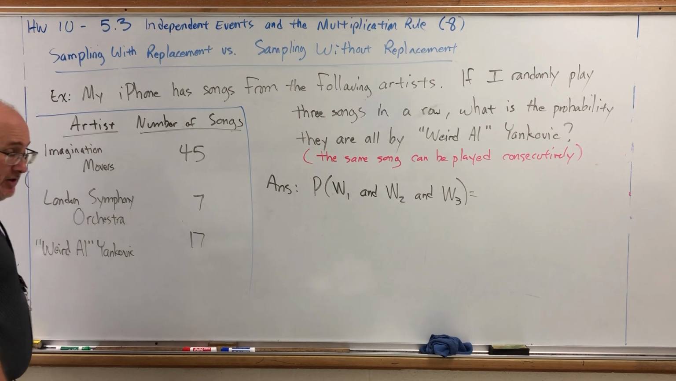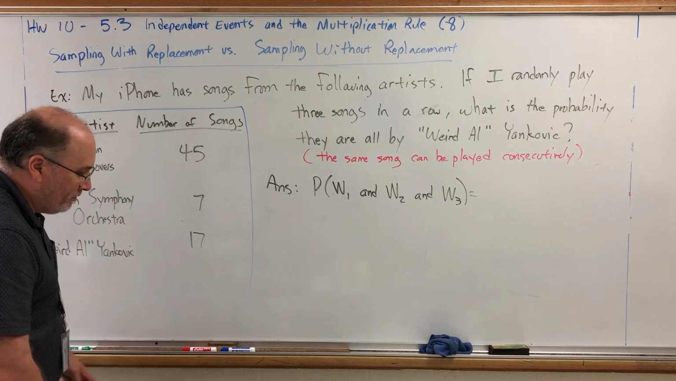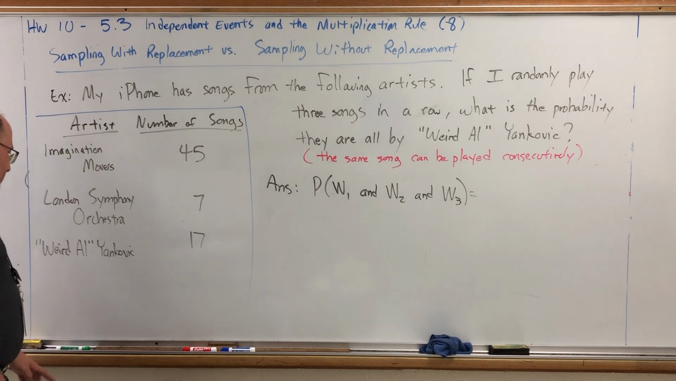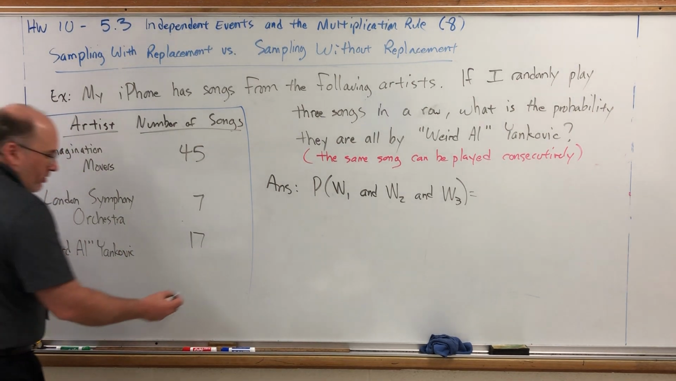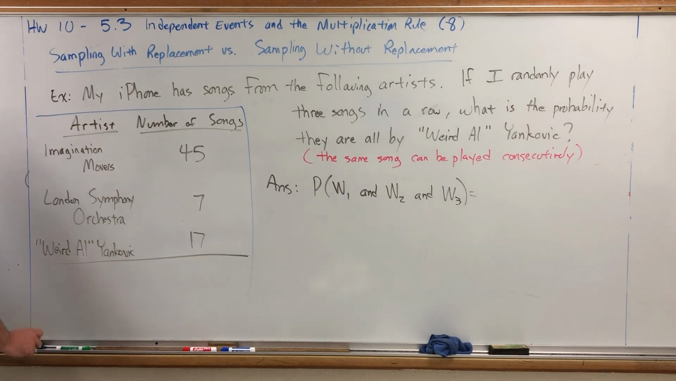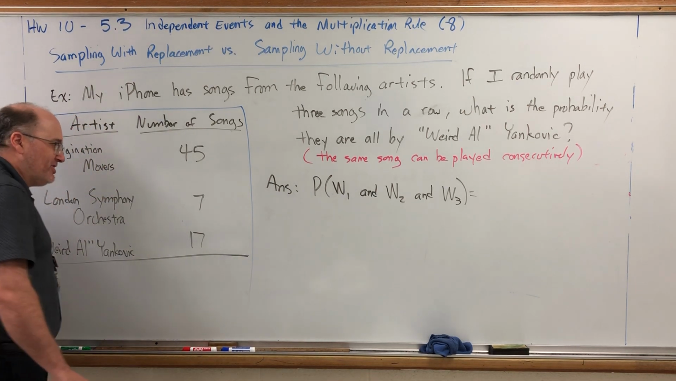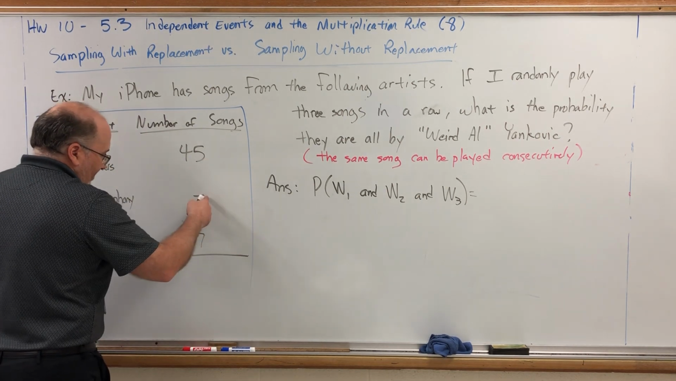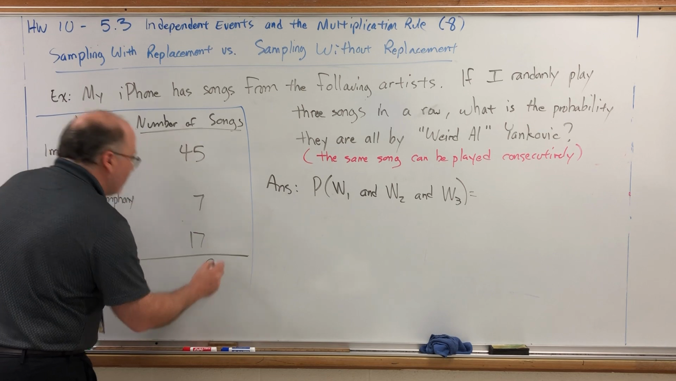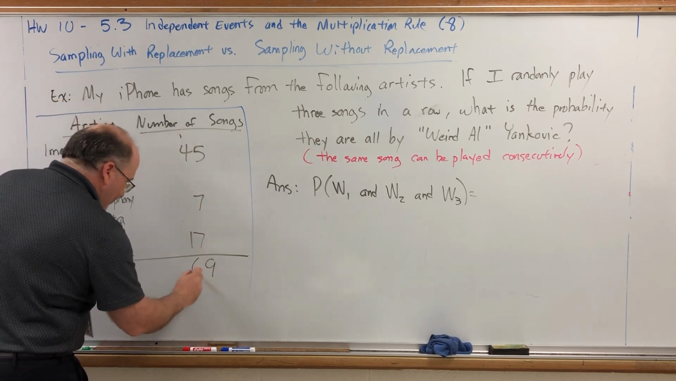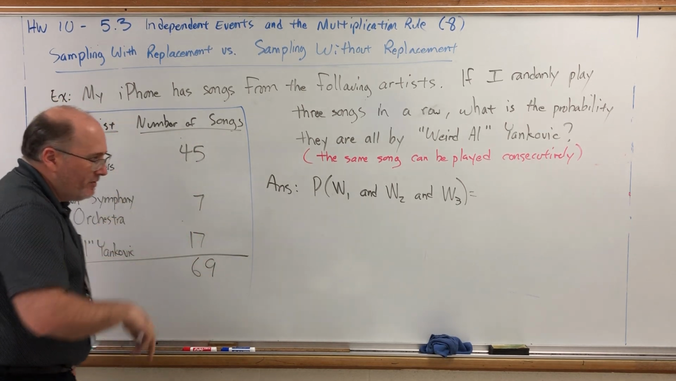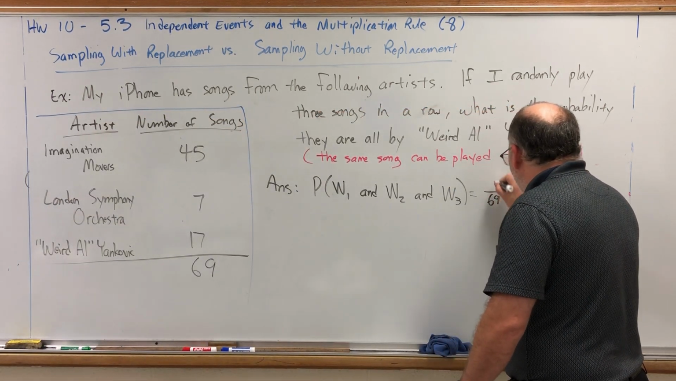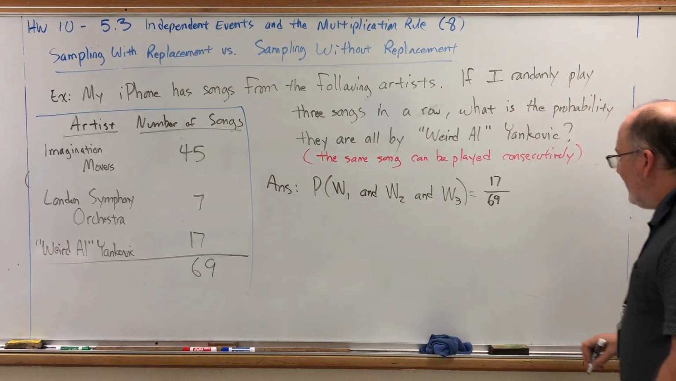Well, and means multiply when it comes to probability. Or means add, and means multiply. In order to figure out the probability the first song is going to be from Weird Al, I have to know how many songs are on my iPhone. And I know this is kind of sad, but these are the correct numbers. Let's see, it's 12 and 7 is 19, carry the 1, 5, 6. Insert your own joke there. 69 songs on my iPhone, and out of those 69 songs, 17 of them are Weird Al.